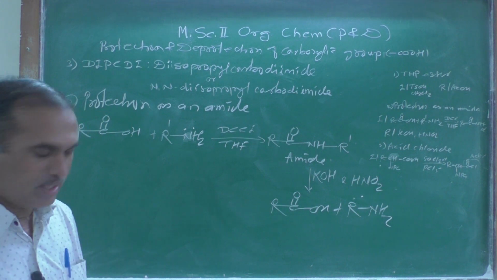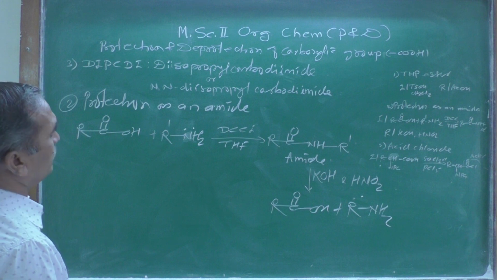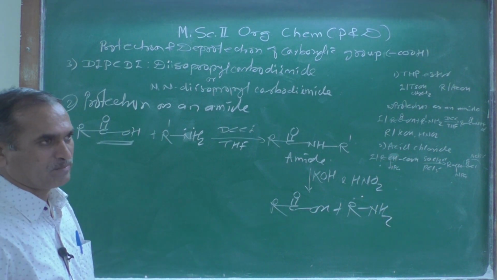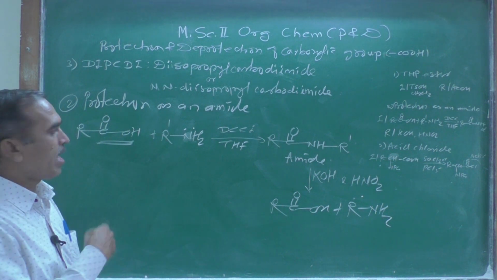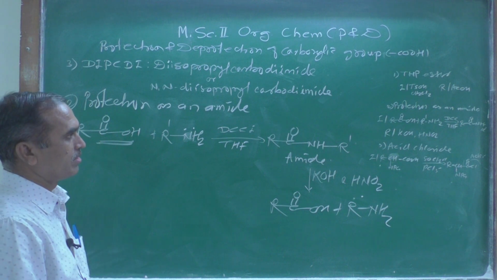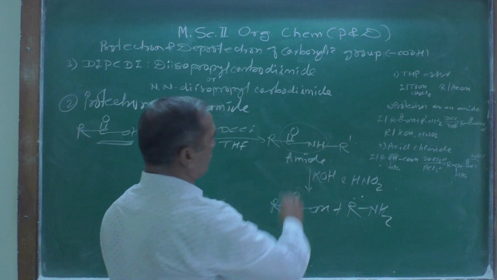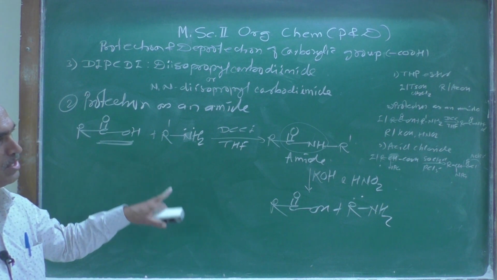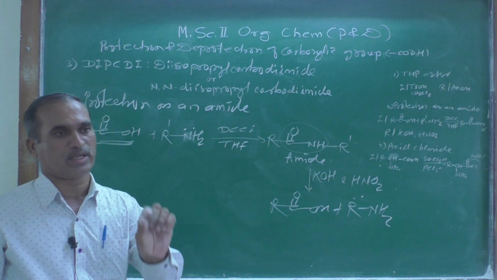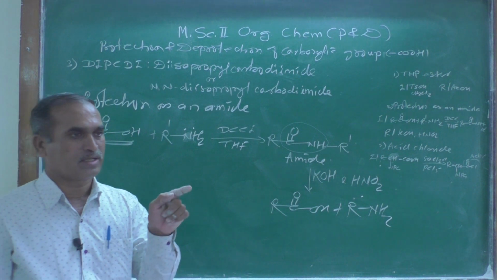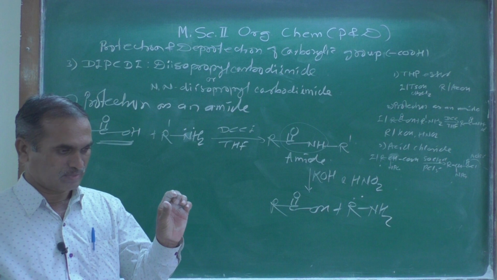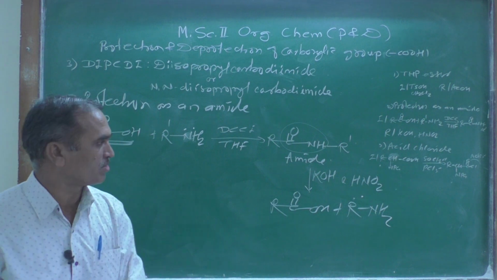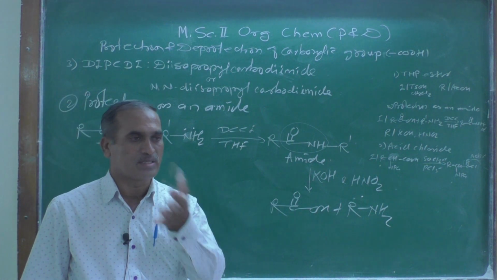So this is another way of protection. As we know, this acid functional group is highly reactive, and when the amide is formed, its reactivity becomes less because the molecule becomes neutral. Therefore we can carry out the reaction on the other reaction side, and we will get the desired product.